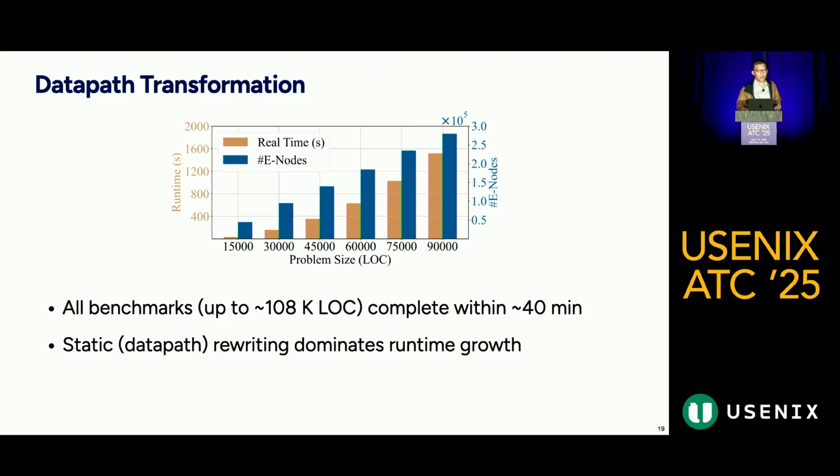This is our data path transformation benchmark. We incorporated benchmarks from 15,000 to 108,000 lines of code. All of the benchmarks can be completed within 14 minutes. And the static rewriting will dominate the end-to-end verification runtime.